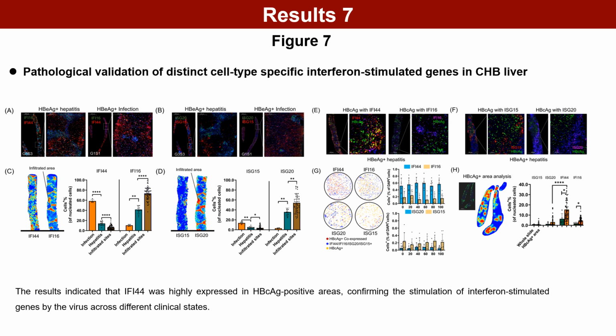Result 7. Double immune staining of IFI44 with IFI16 and ISG20 with ISG15 was performed on liver biopsies of 17 CHB patients from Figure 7a to d. In Figure 7e to g, IFI44 was proved to be highly co-localized with C antigen. Furthermore, the heat map displayed the areas of C antigen-positive cells in Figure 7h and indicated that IFI44 was highly expressed in C antigen-positive areas.